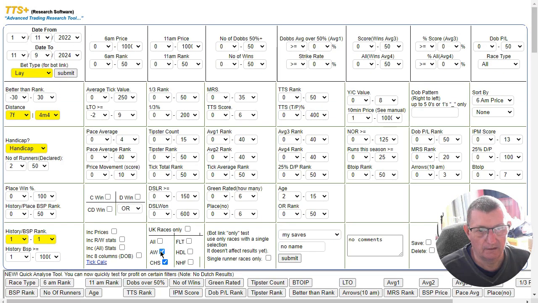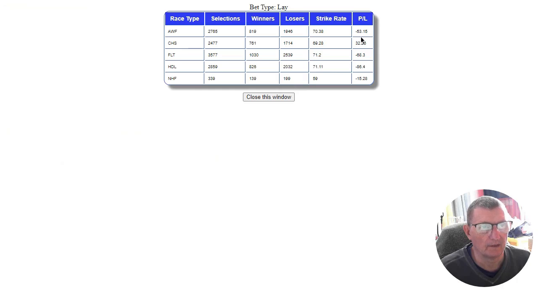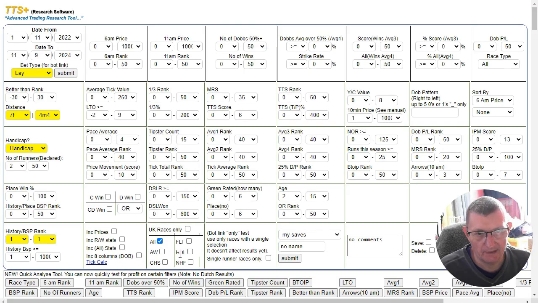And I'm just going to update that a second. Just check race types again. So 70, 69. We could include hurdle now because that's at 71. Well, that's quite a difference that's actually made, isn't it? Shall we include hurdles? Let's have a look. Let's include, so we're going to go AW, chase and hurdle.